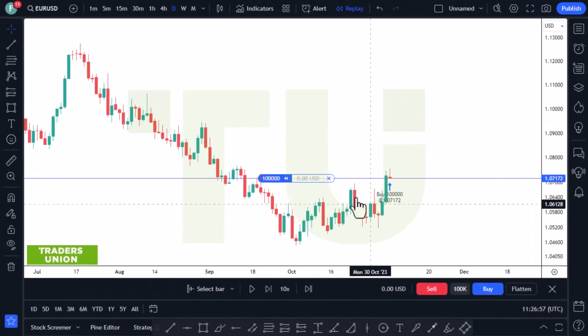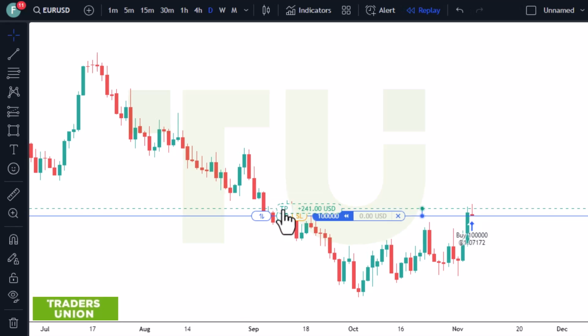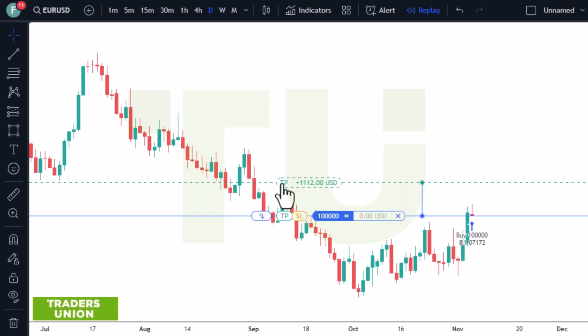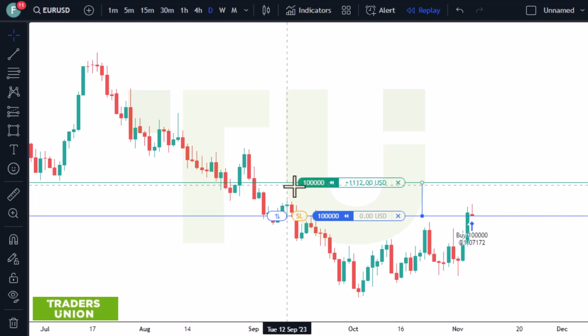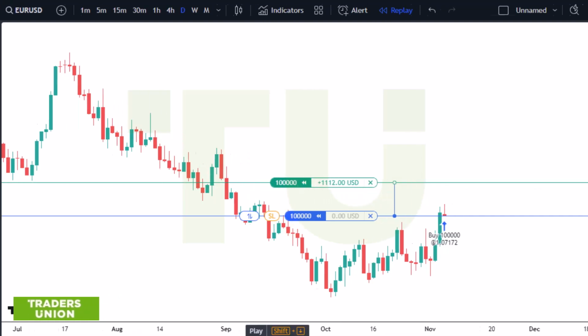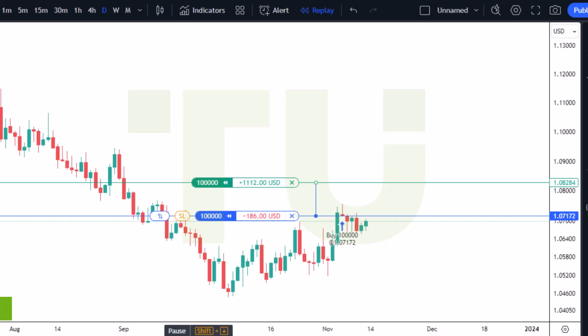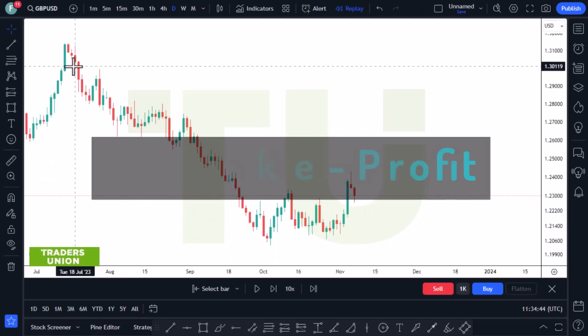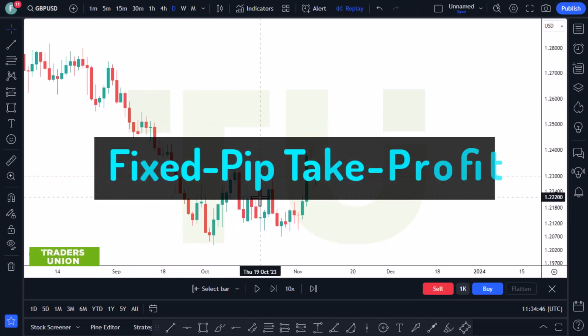open. Let's say you open a trade at $1,000. You could set the take-profit at 10%, which would be $1,100. It's simple, it's straightforward, and it's an effective strategy for many traders. 2. We have the fixed-pip take-profit strategy.